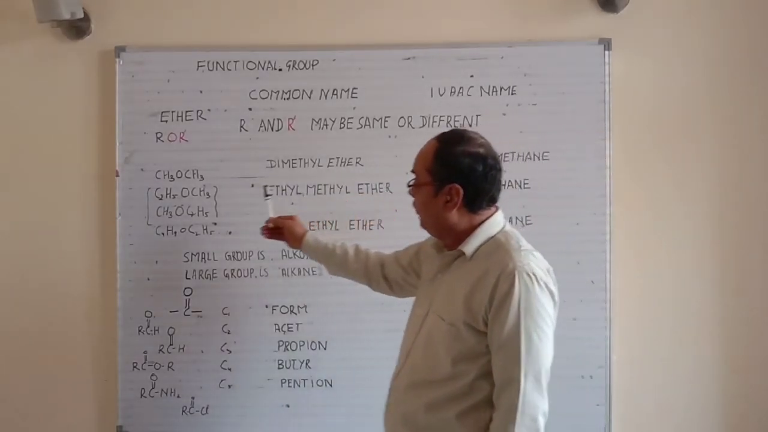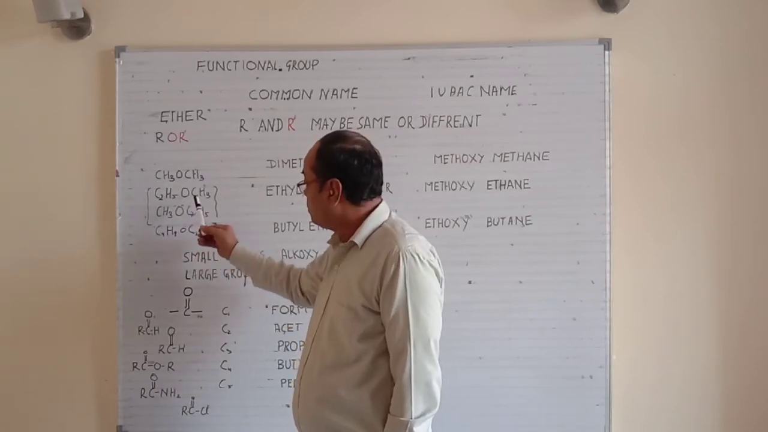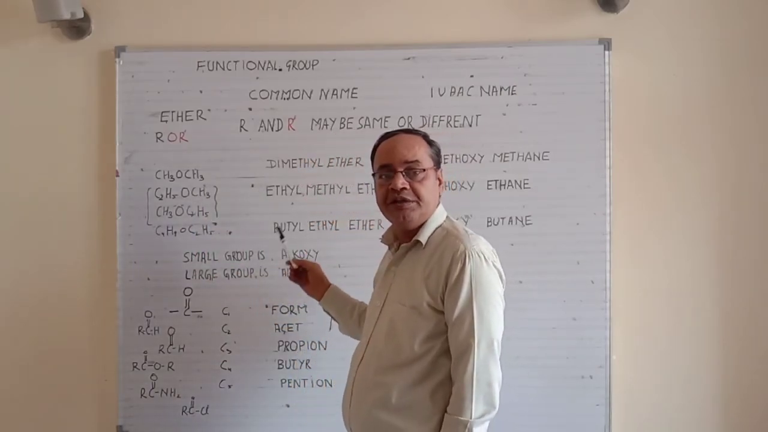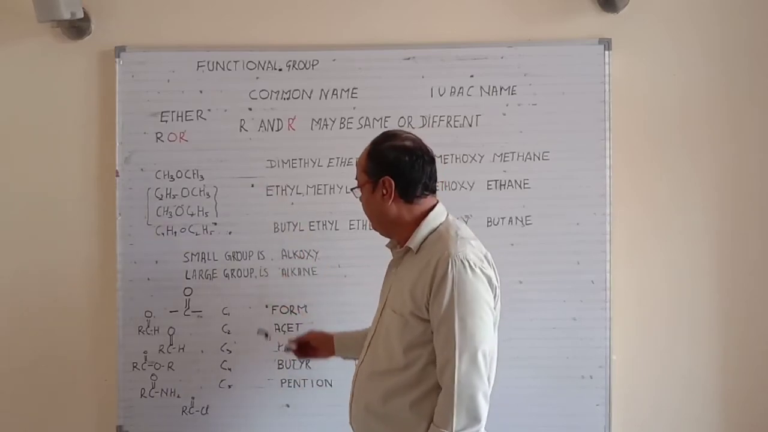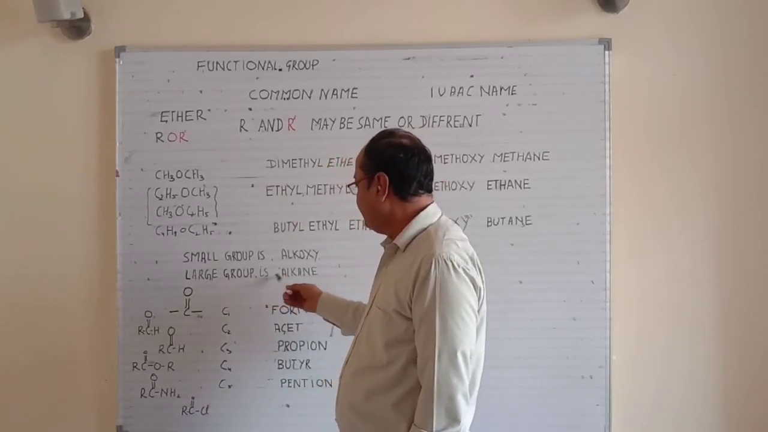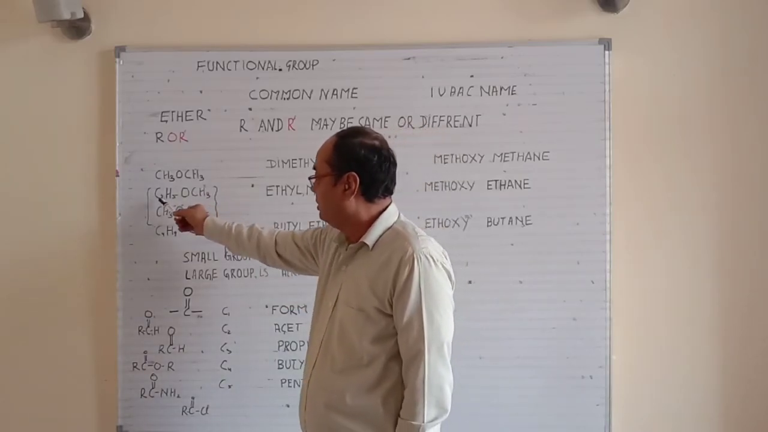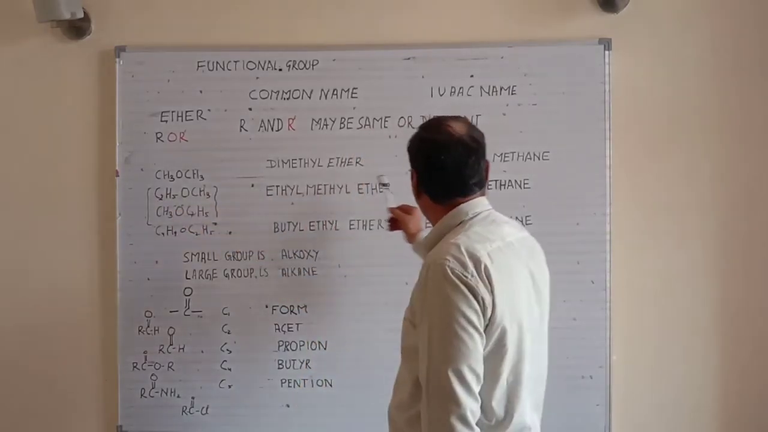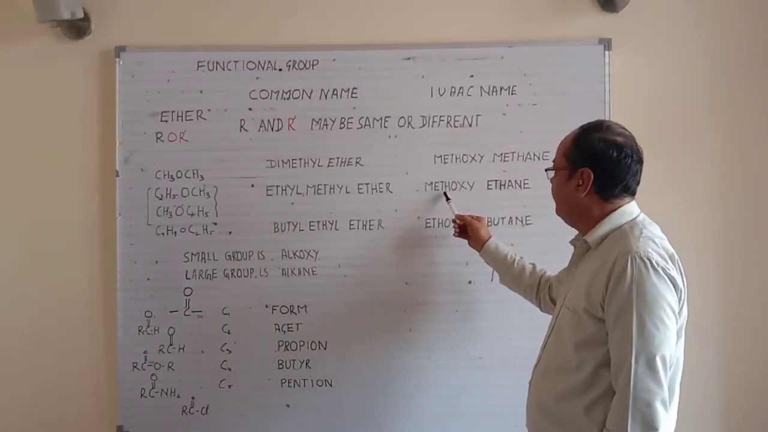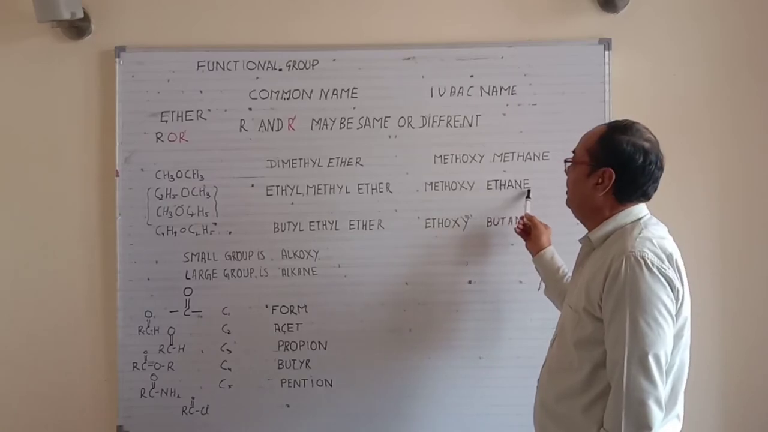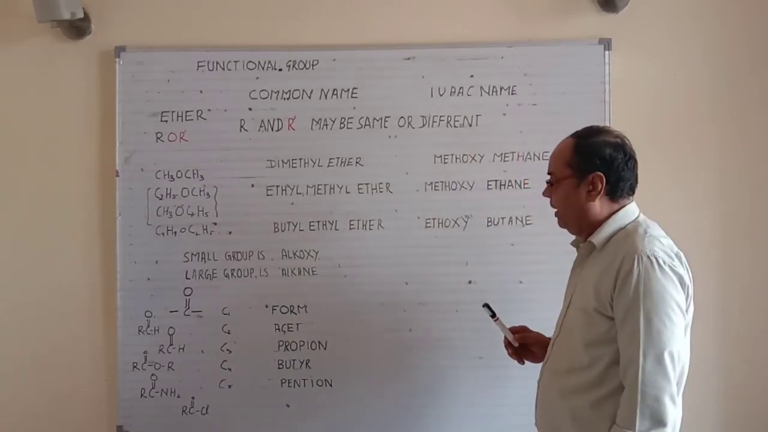Now what happens when there are two different groups? The smaller group is always an alkoxy, like methoxy, ethoxy, propoxy, butoxy. And the larger group will always be an alkane. So here you see methyl is the small group, ethyl is the large group. So the small group becomes oxy, that is methoxy, and the large group is ethyl, so it will become ethane. So this is your IUPAC name.